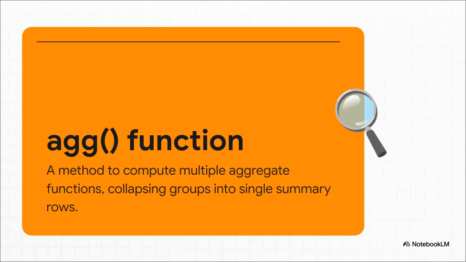Okay, so what is agg? Well, the name is short for aggregate, and it's a function that lets you perform a bunch of calculations, things like sums, averages, counts, all in one go. Now, the most important part of this entire definition is that last phrase, collapsing the groups into single summary rows. Remember that. It is absolutely crucial because it's the key to understanding both its power and its limitations.